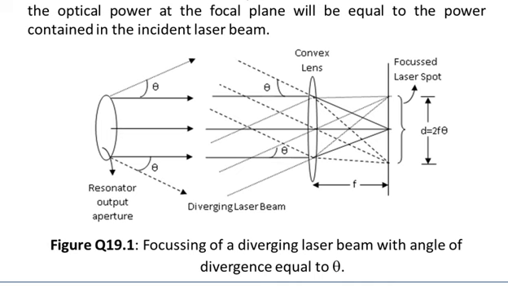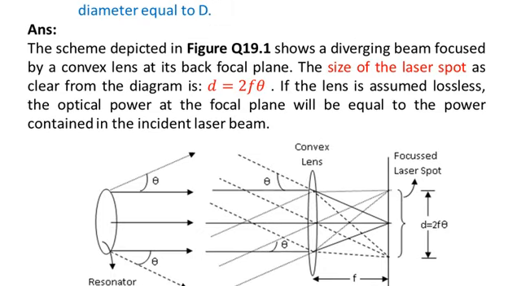The caption of the figure is: focusing of a diverging laser beam with the angle of divergence equal to theta. So we have found above that the size of the laser spot, as clear from the diagram, is d equal to 2 into theta into f, shown in red.